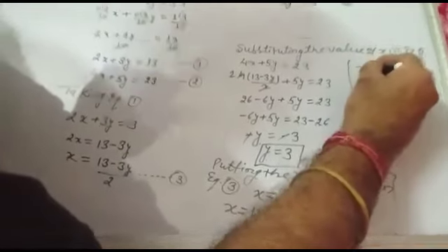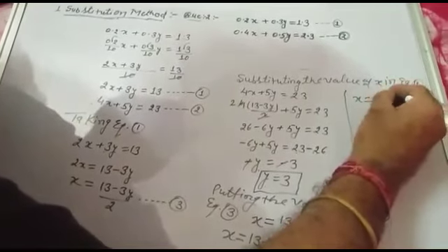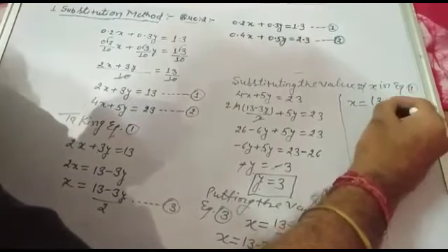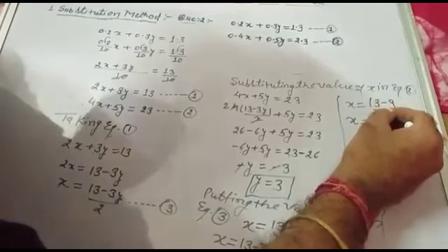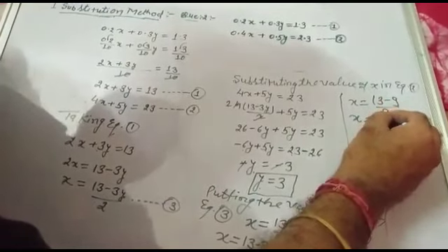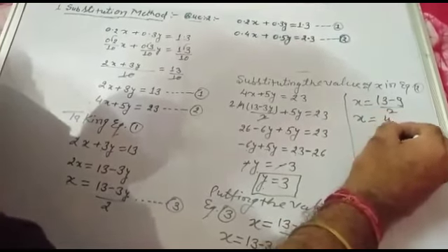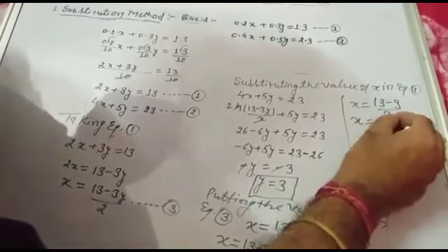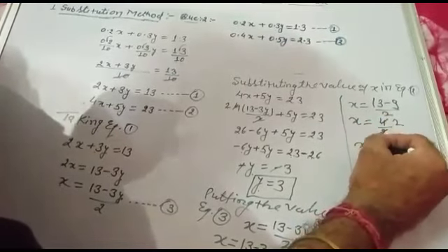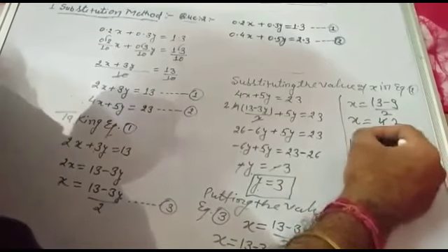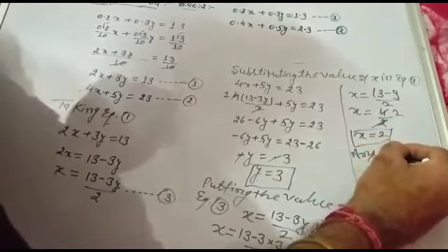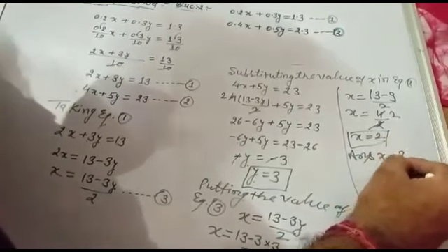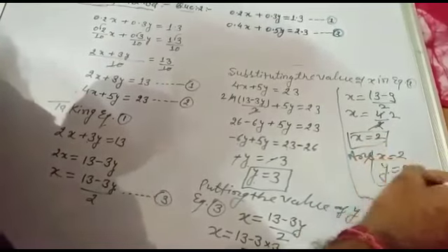x equals 13 minus 3 threes are 9 upon 2. x equals 13 minus 9 upon 2, equals 4 upon 2. 2 twos are 4. Value of x equals 2. Then the answer is x equals 2 and y equals 3, and this is the complete solution of this question.